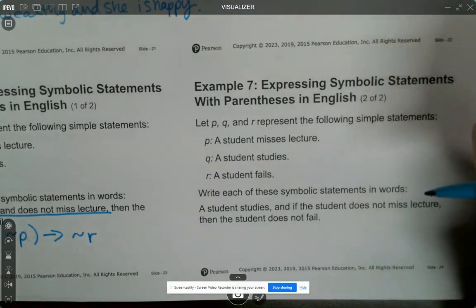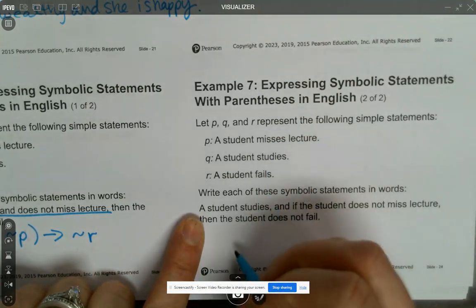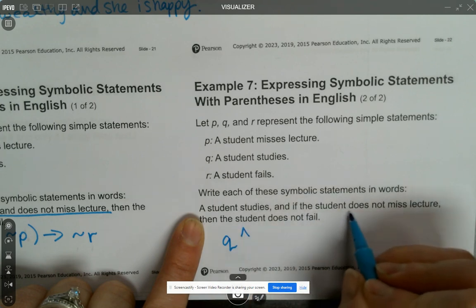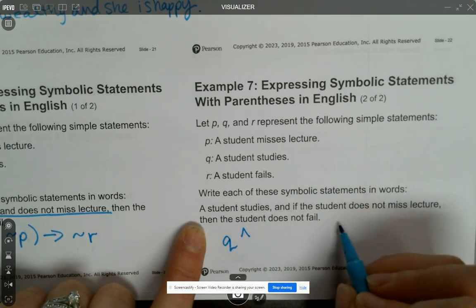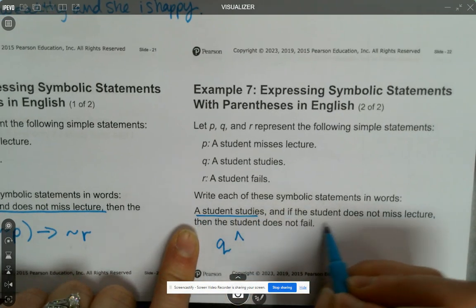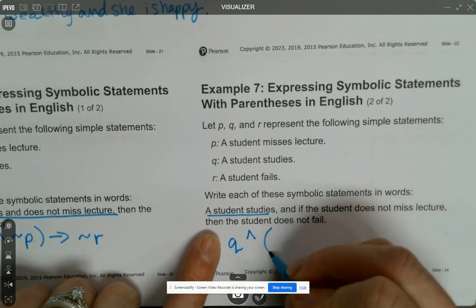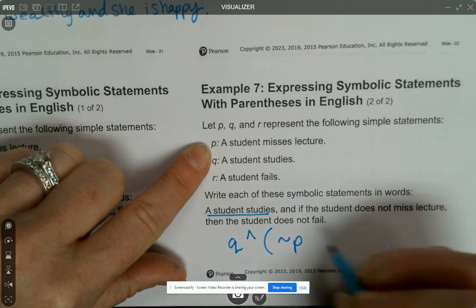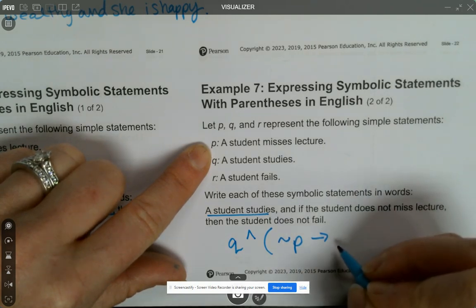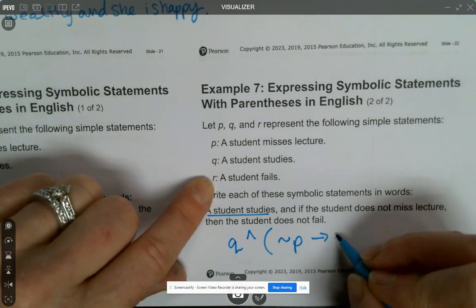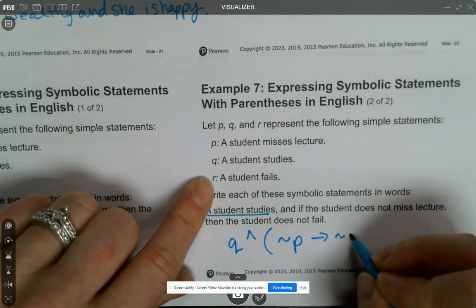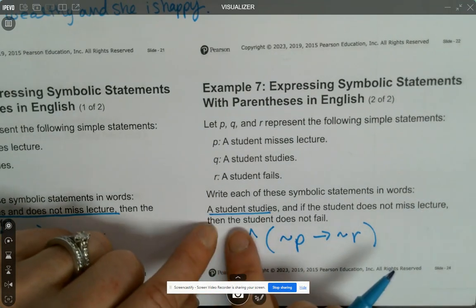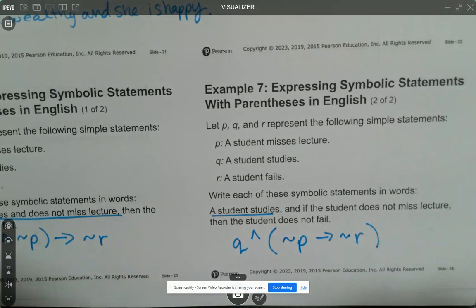Here's another one where it kind of changes it up a little bit. It says a student studies, that'll be Q. And if the student does not miss lecture, then the student does not fail. So see how this has a comma right there? So that means all of this is going to be in parentheses. If a student does not miss a lecture, then the student does not fail. So the student studies, and if the student does not miss a lecture, then the student does not fail. So we have an if-then statement.